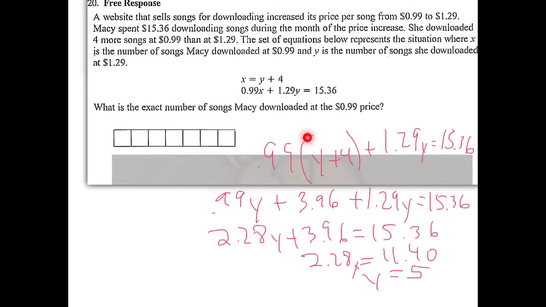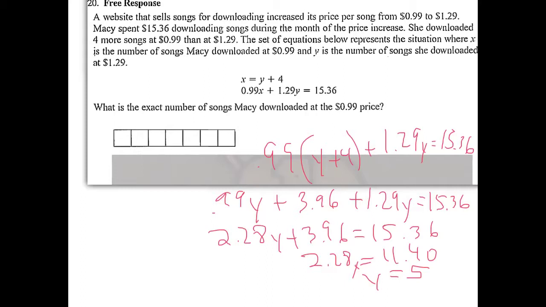I'm just going to write what it equals, and it's 0.99 times y plus 4. If you distribute, we got 0.99y plus 3.96 plus 1.29y is equal to 15.36. Now we're going to combine these two like terms here. 1.29 and 0.99 gives us 2.28y. Then I subtract 3.96 from both sides, and I get 2.28y is equal to 11.40. And then, of course, our last step is divide by 2.28. We get y equals 5.